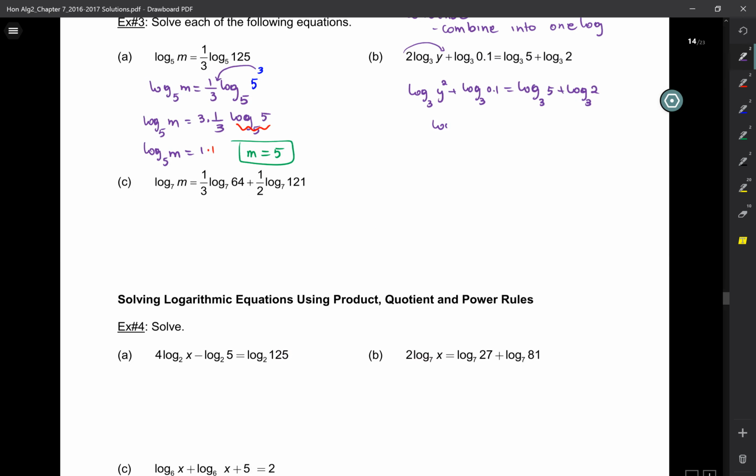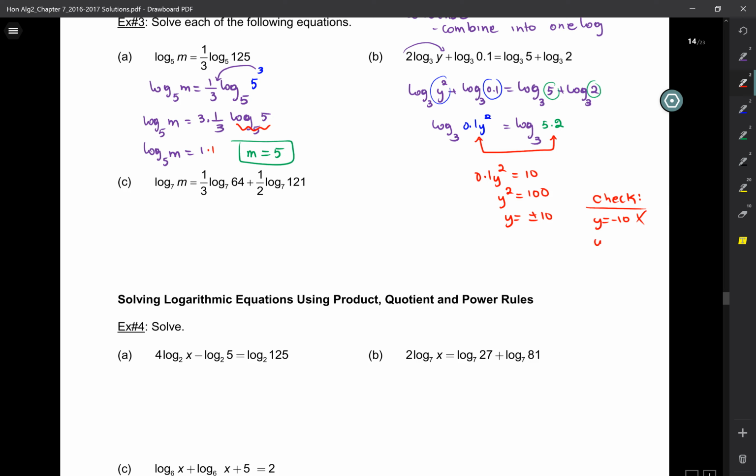So here it's going to be log base 3 of y squared times 0.1, equal to log base 3 of 5 times 2. When the logs are identical, you set the inside equal to each other. 0.1 y squared is equal to 10. Divide both sides by 0.1 or multiply by 10. So y squared is how much? 100. So how much is y? Technically it's plus or minus 10. But when you check which one works, y equals negative 10 does not work, so it's only y equals 10.